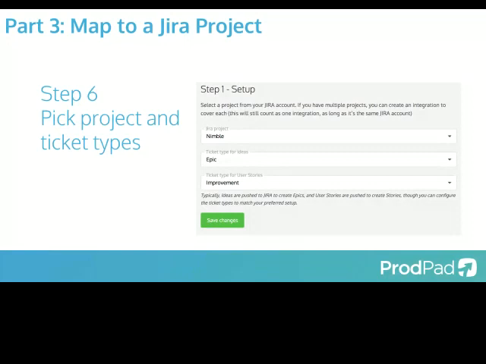And then you get to choose which ticket type is created from ideas and which ticket type is created from user stories. Now, typically, ideas become epics and stories become stories, but these are completely configurable in Jira, and therefore you can configure them in here just using this drop-down.